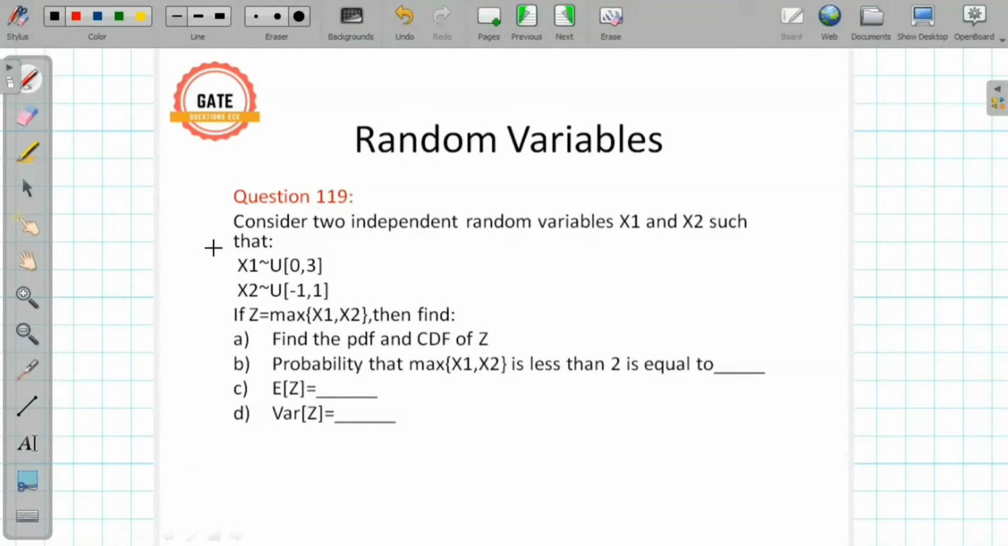We have done a similar question, which was question number 118. In question number 118, x1 and x2 were distributed over intervals that were non-overlapping. You can see here that x1 is distributed over the range 0 to 3 and x2 is distributed over the interval -1 to 1, so this interval is common between the two intervals. So let's see how to handle such problems for z equal to the maximum among x1 and x2.